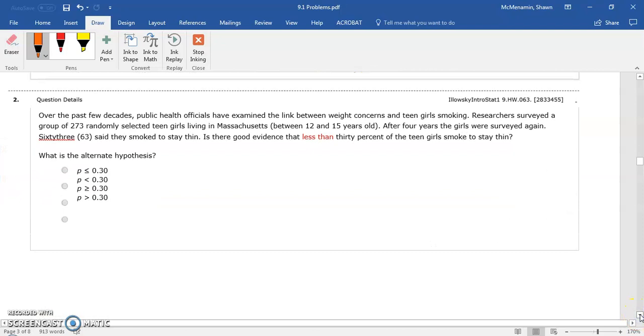Okay, so the alternative hypothesis is stated right here. Is there good evidence that less than 30% of the teen girls smoke to stay thin? So P is less than 0.30. That's your alternative. So it's this one. Less than 0.30. Alternatives can't have equal signs, so it's definitely not this one or this one. And the reason it's not more than is because it says less than.